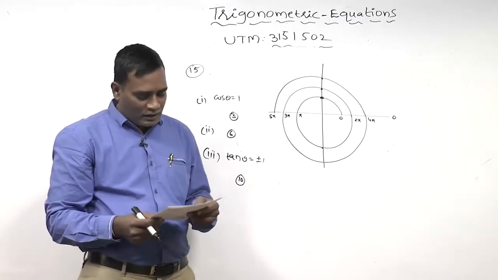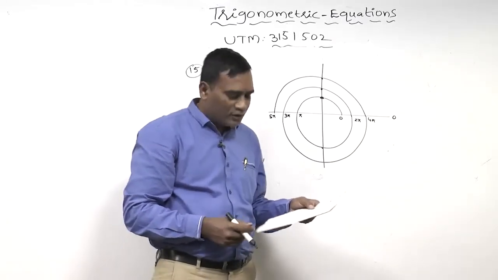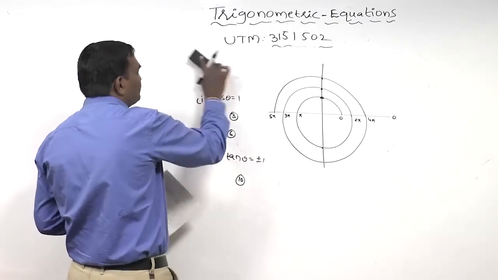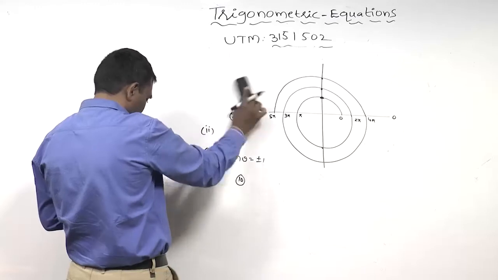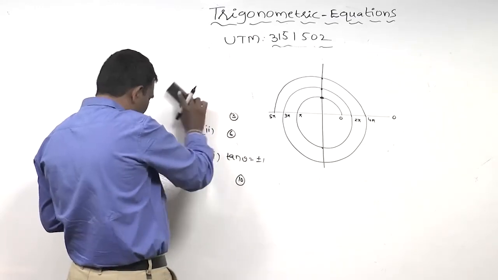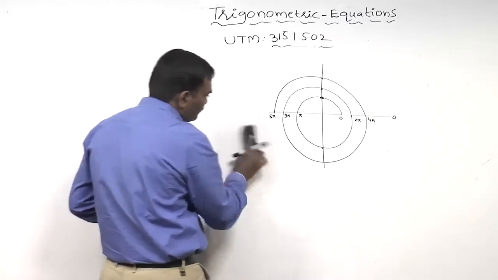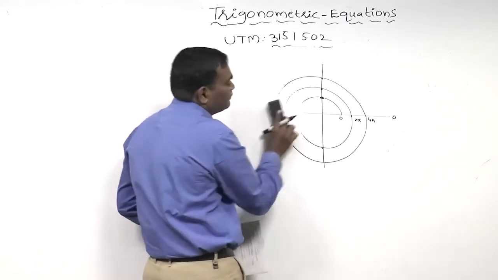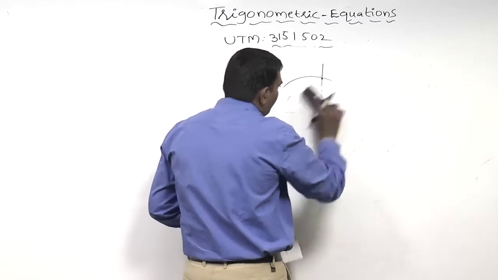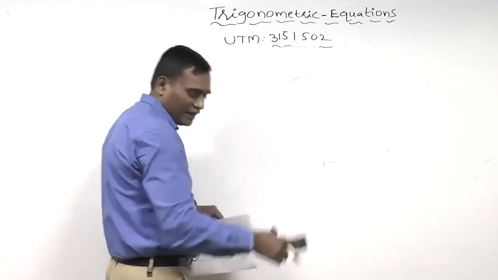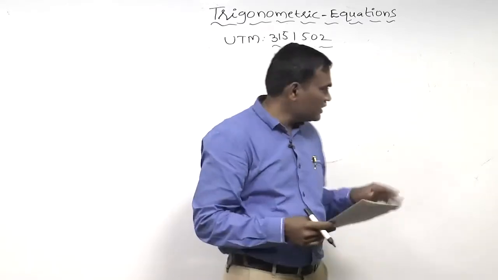Next, 16th question. What is the 16th one? It is looking different. A cos x plus b sin x is equal to c. We can't solve directly. If you know the rotation, then it is easy. Finding the number of solutions, use this method, it is better.